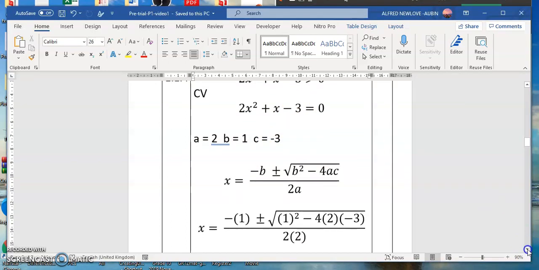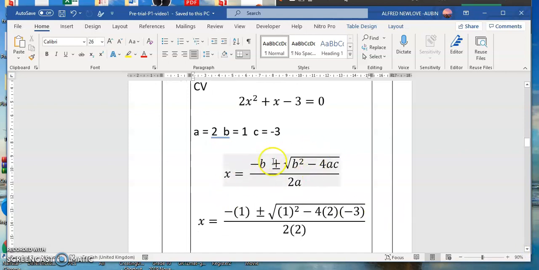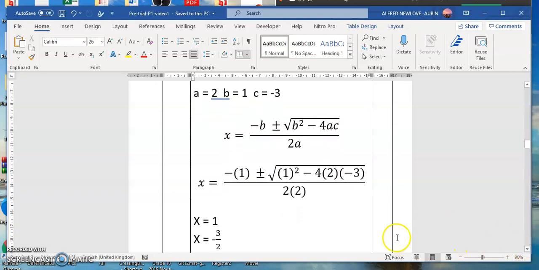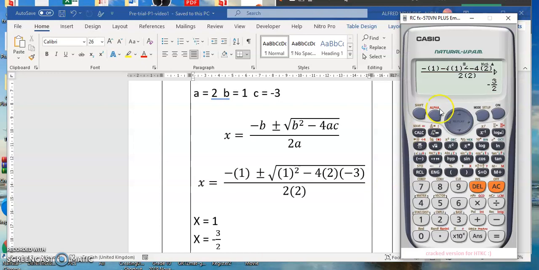Then you use the quadratic formula, then you substitute into it. So this is our minus, our b is 1, plus or minus, our b is still 1 squared, minus 4, your a is 2, and your c is minus 3, over 2, your a is 2. And if you substitute, we need to press on the calculator, so let's do that. Remember, we are learning how to use the calculator as well.